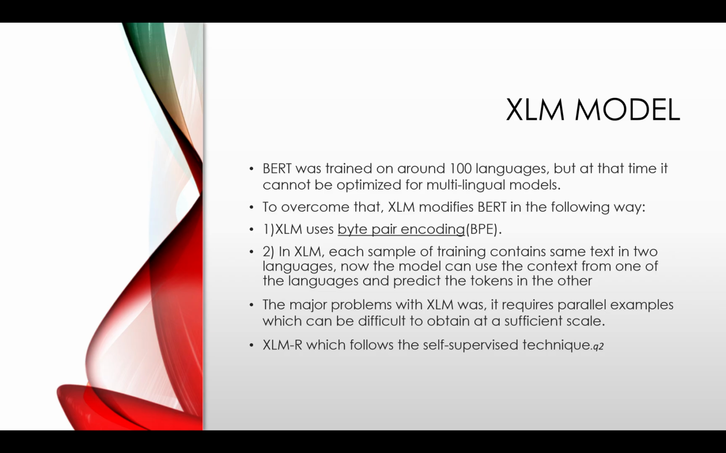This was one of the major differences, and another difference was that in XLM, each training sample consists of the same text in two languages. Now the model can use context from one of the languages and predict the token in the other. In BERT we focused on predicting the masked token, but here we are trying to predict the masked token in another language using the context of the other language. So what were the disadvantages with XLM? The main disadvantage was that it requires parallel examples, which can be difficult to obtain at a sufficient scale, while XLM-R, which we will study now, follows a self-supervised technique.